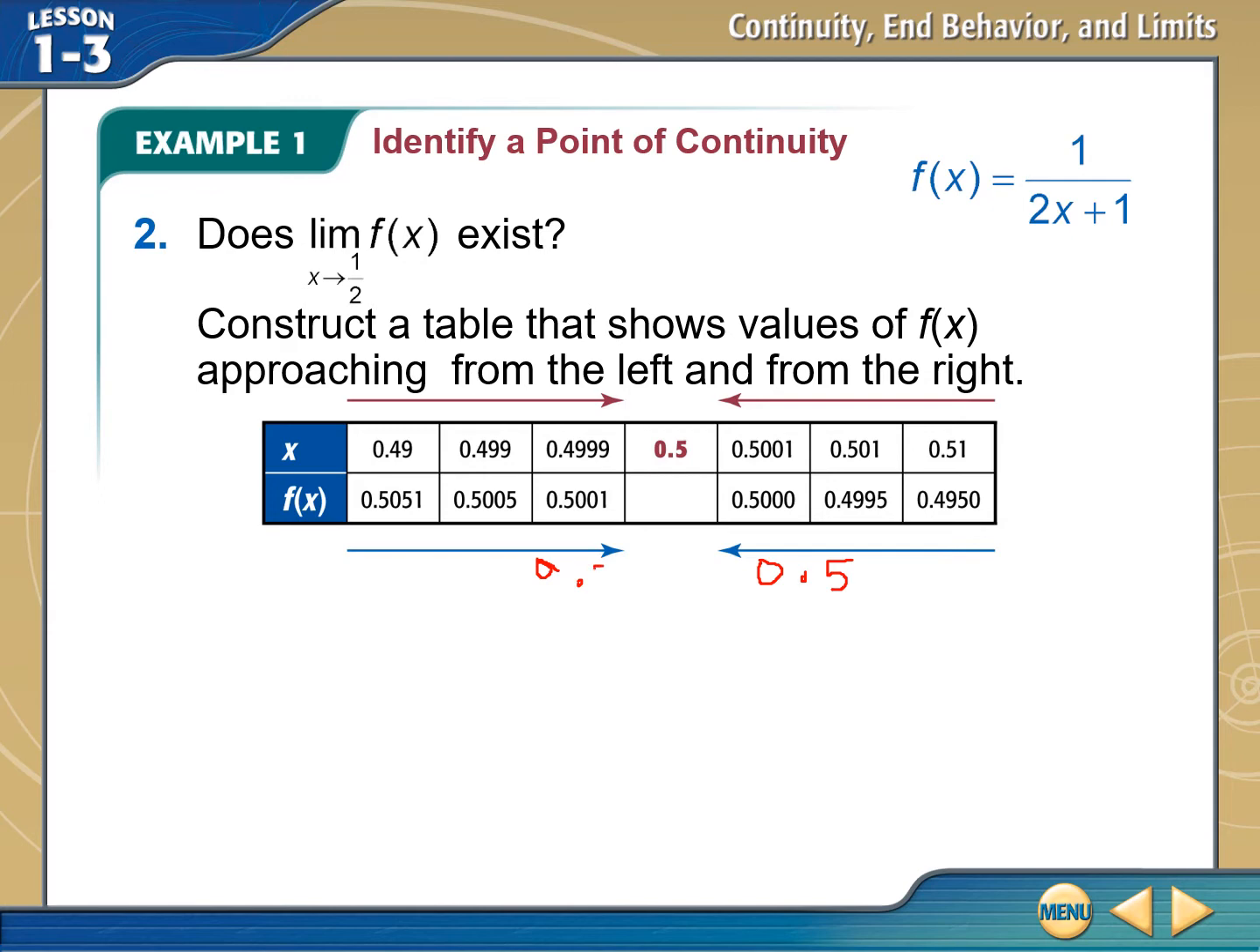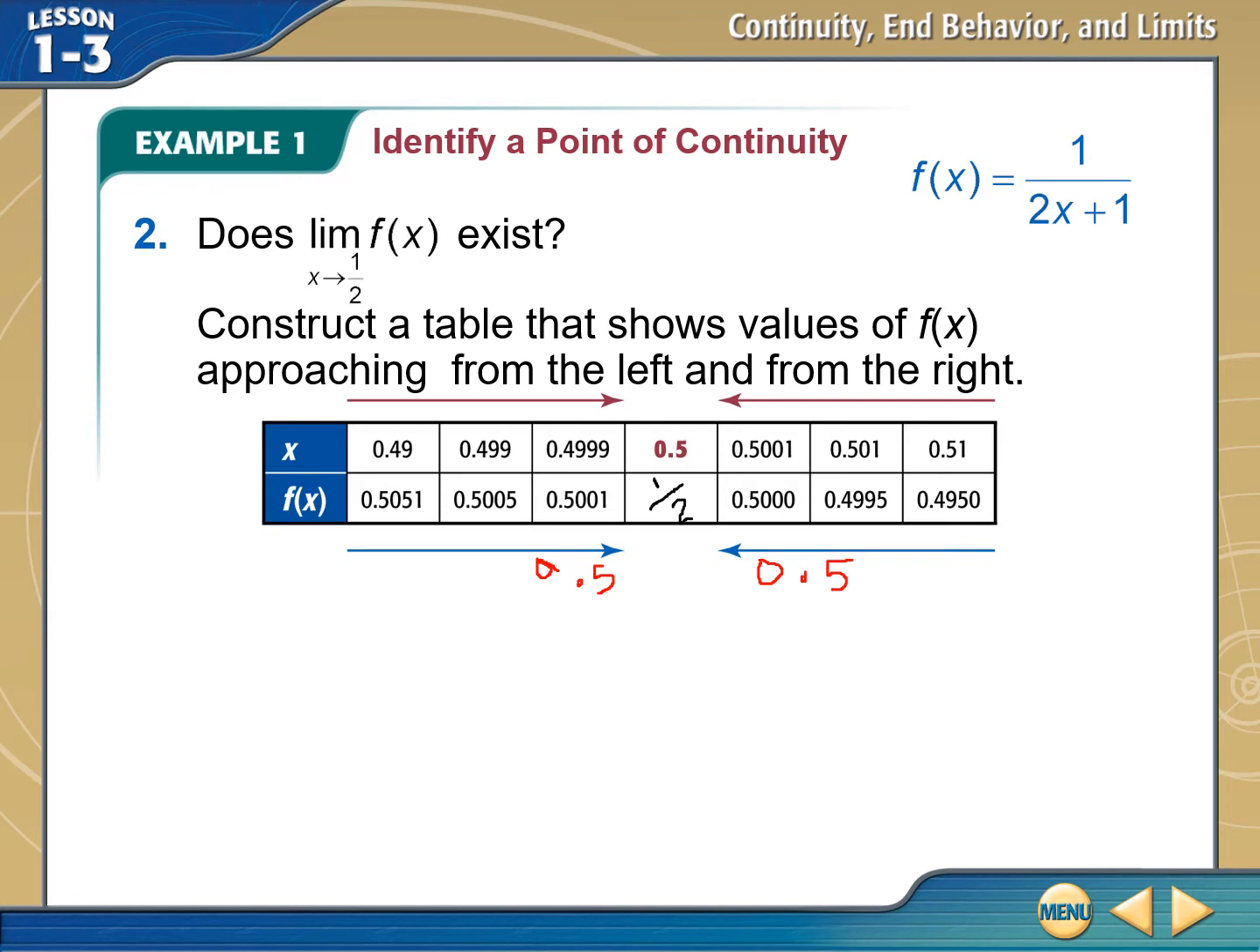Yes, they also look that way. So what do I say? The limit exists or does not exist? It exists because the left side and the right side are trying to approach the same number. Remember, the answer for half was what? The answer for half was also half.